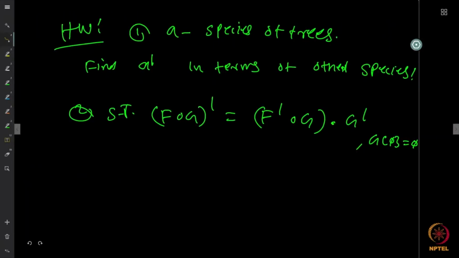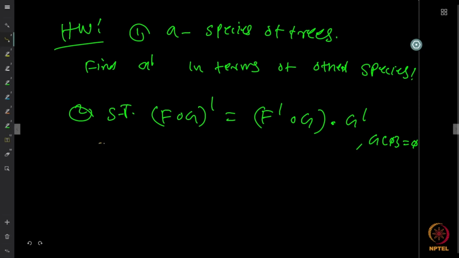As a homework, prove the following. Take A to be the species of trees. Then find the derivative A dash in terms of other species. Can you represent the derivative of the species of trees in terms of some other species? Can you see what it is?